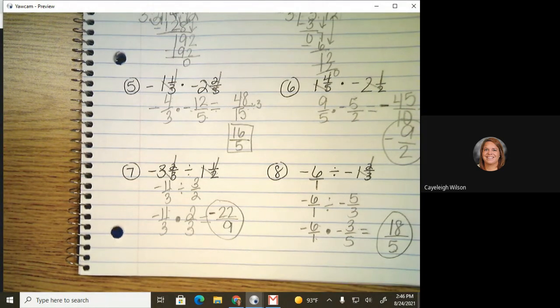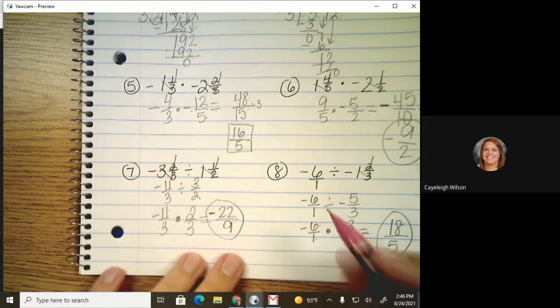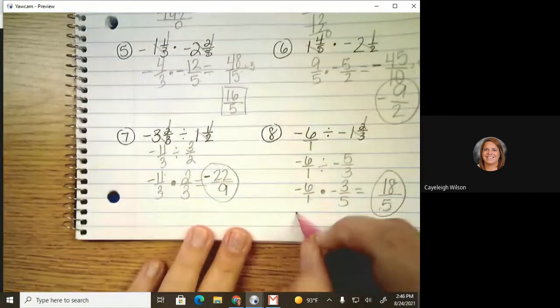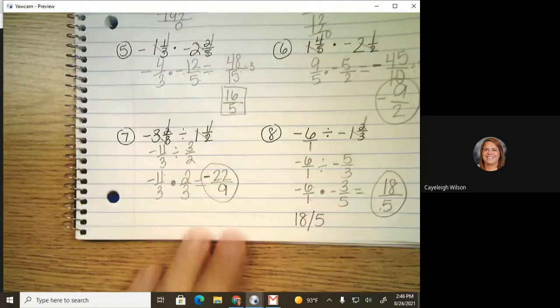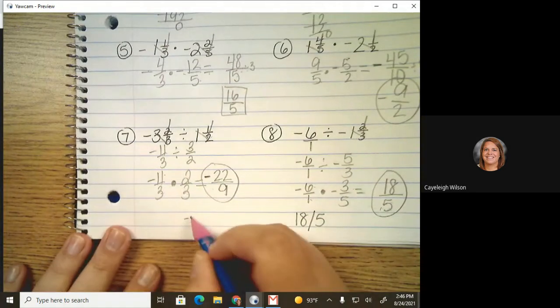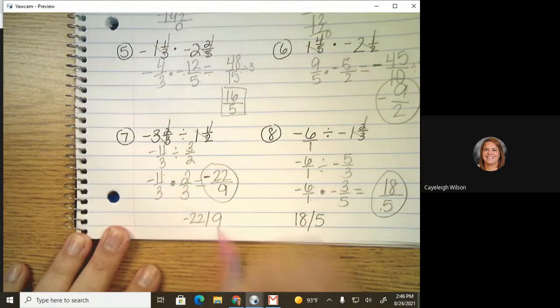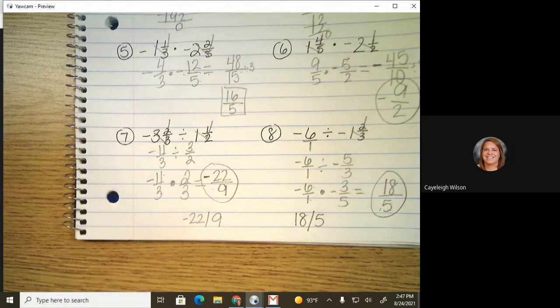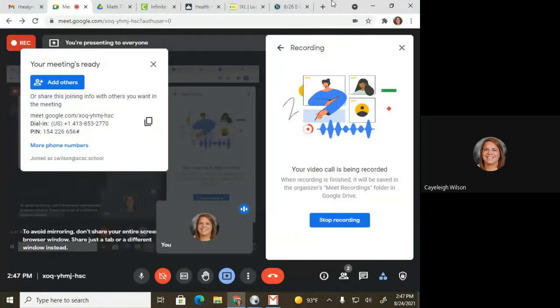All right, so your homework today is going to be some practice on IXL. IXL does accept improper fractions as answers, okay? So you can type in 18 over 5, and it will accept it. This one, you can type in -22 over 9, and it will accept it. Okay. So I'm going to show you how to get to that on IXL real quick while we're on here.